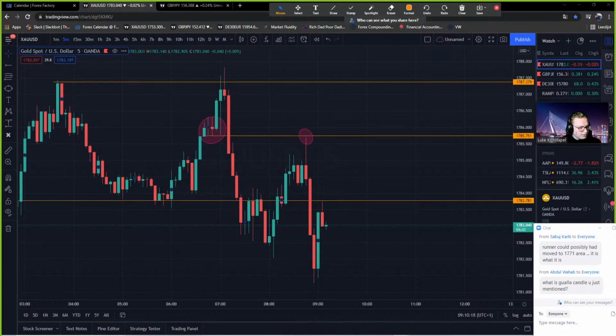Got a question in the chat. Luke, do you use magic keys? Yes, I do. But most of the time I also just use the MetaTrader close and open buttons, because sometimes the keys can malfunction and then you're not in, or the trade doesn't close.